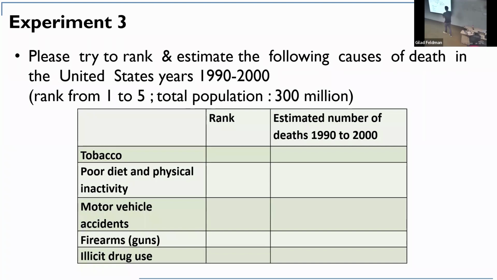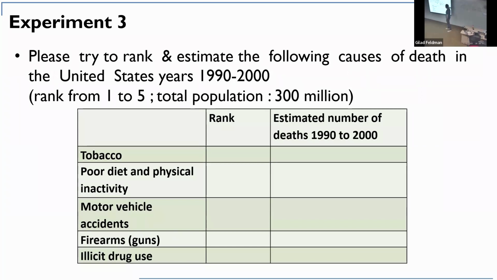Please try and rank and estimate the following causes of death in the United States between the 1990s and the year 2000, ranked from 1 to 5. So which one is the highest death rate? With a population in the US now it's 330, back then 300 million. So which is the biggest cause of death? And also try and put some kind of a number.